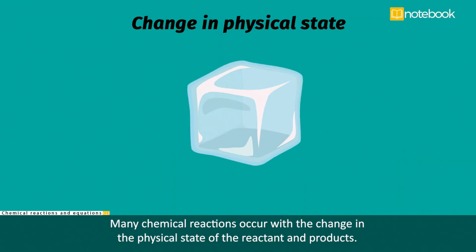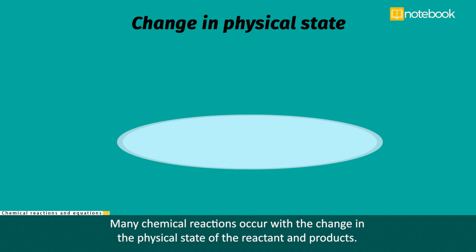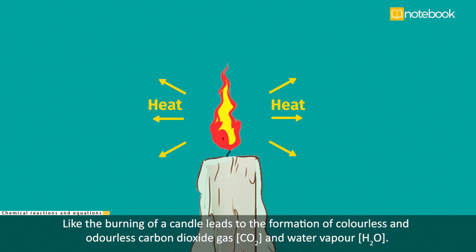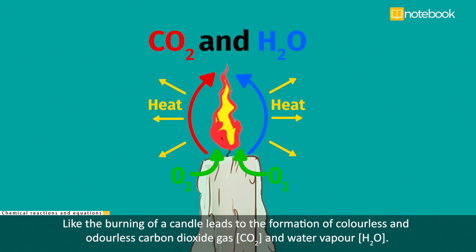Change in the physical state. Many chemical reactions occur with the change in the physical state of the reactant and products. Like the burning of a candle leads to the formation of colorless and odorless carbon dioxide gas, CO2, and water vapor, H2O.